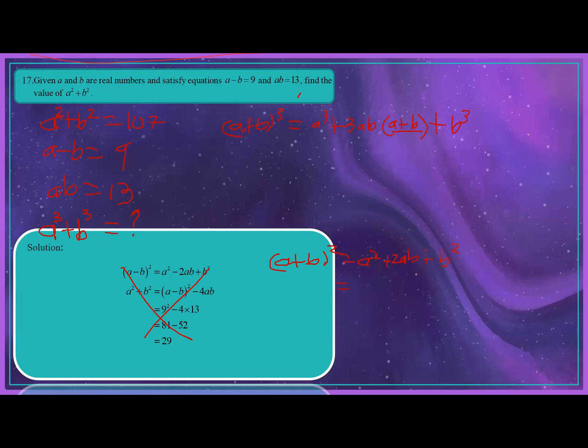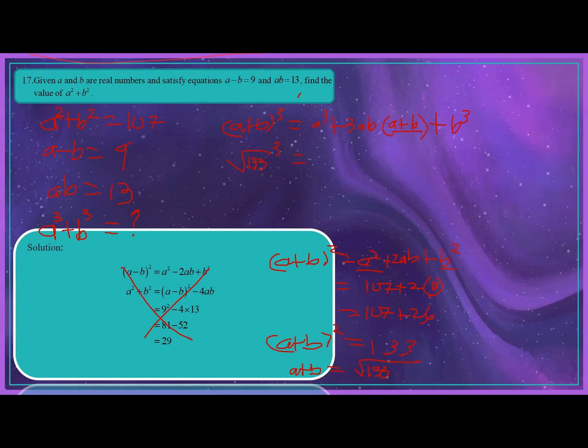So we have a squared plus b squared is 107. Okay, plus 2 times 13. So that's 107 plus 26. So we have 133. Okay. A plus b would be square root of 133. Okay. Now we have a plus b as square root of 133.